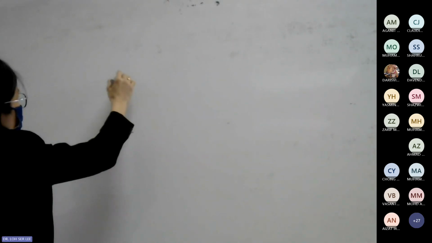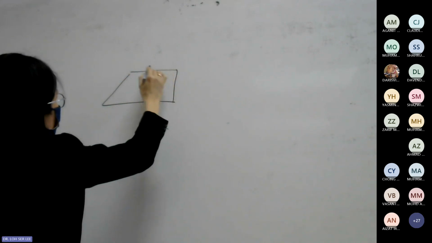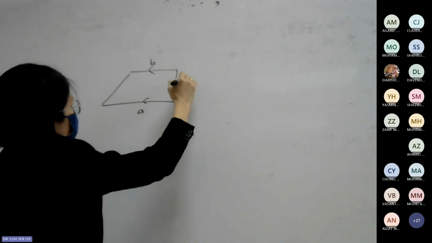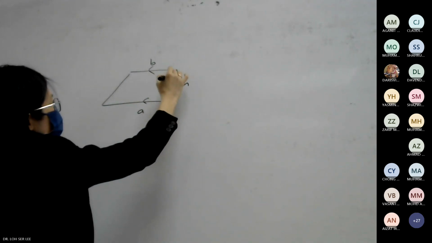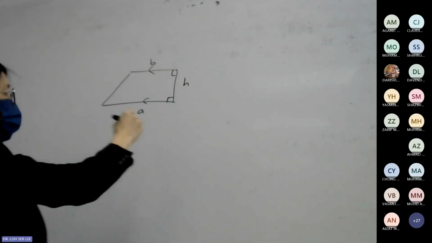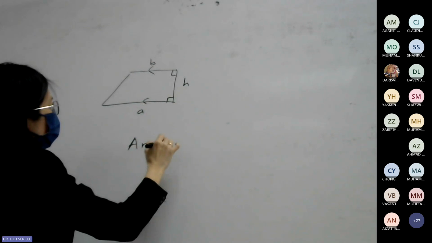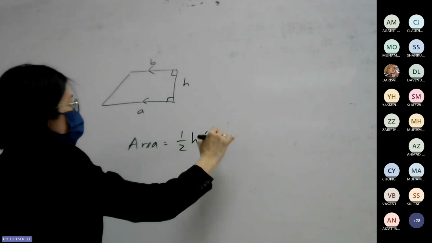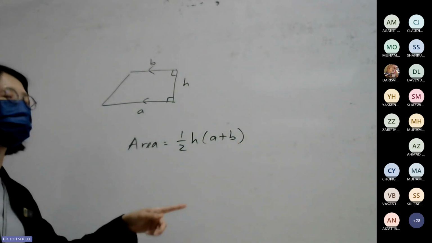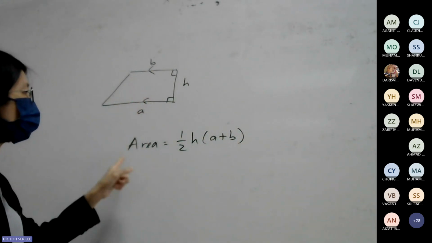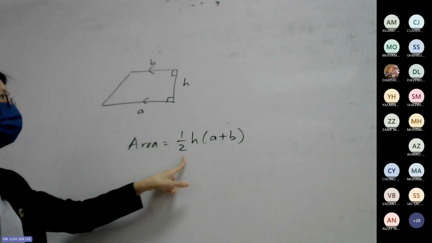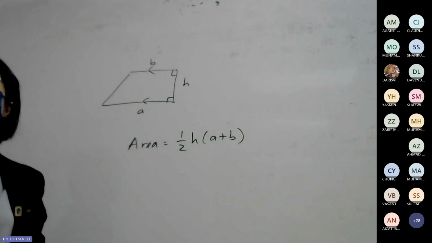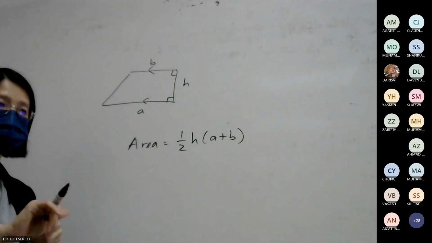Okay, when we want to find for this, this is parallel, this is AB, this is H, right? The area of this trapezium is 1/2 times H times A plus B, right? If you still remember, the formula for the area of this trapezium is 1/2 times H times the sum of these two parallel lines.